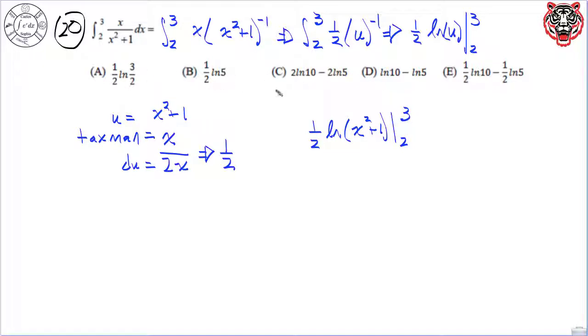So it looks like these aren't really simplified that much. Hopefully, let's see what happens. When we plug in 3, 3 squared is 9, plus 1 is 10. So this can be natural log of 10. So it's going to be 1/2 of the natural log of 10 minus, and here we go, plugging in 2. 2 squared is going to be 4, plus 1 is 5, natural log of 5, and 1/2. So 1/2 natural log of 5. Do we see that anywhere? 1/2? Yep, there it is. It's E. Final answer.